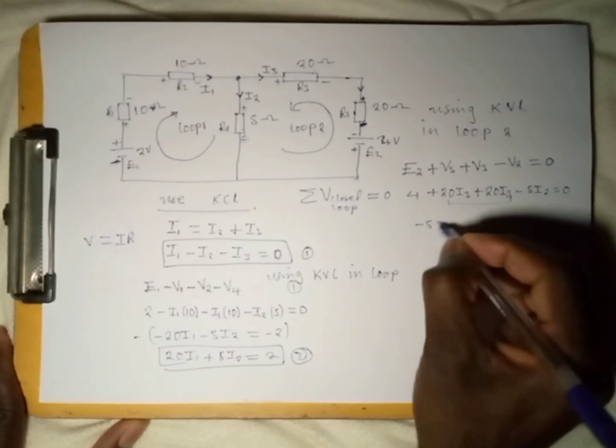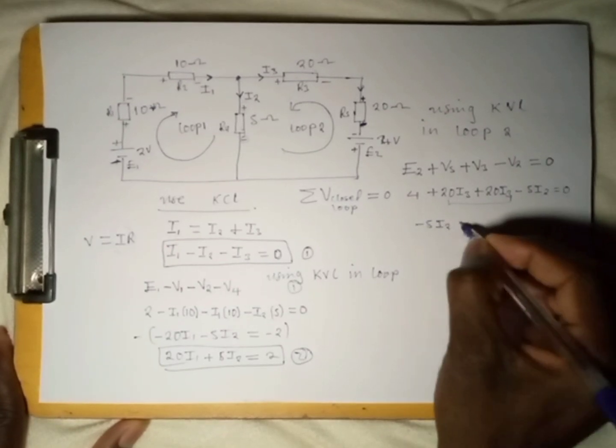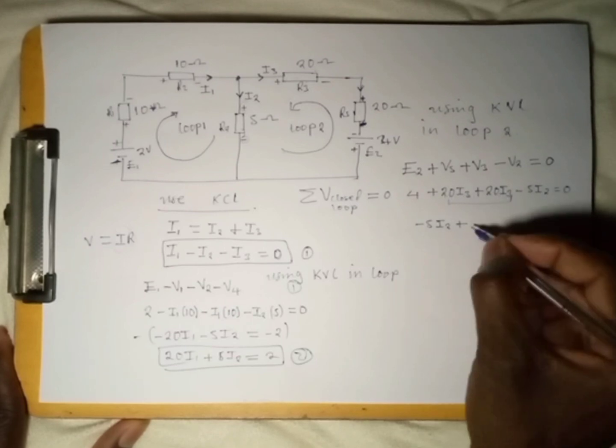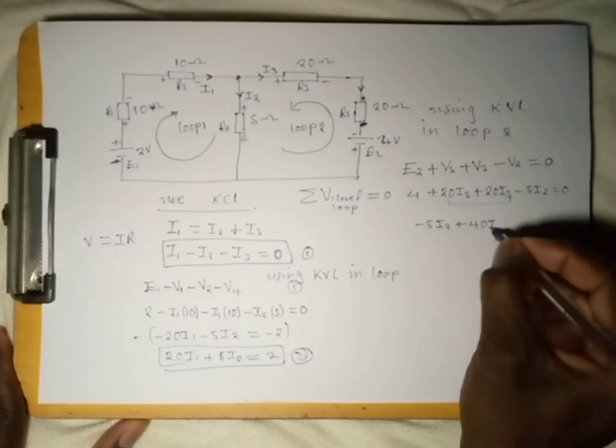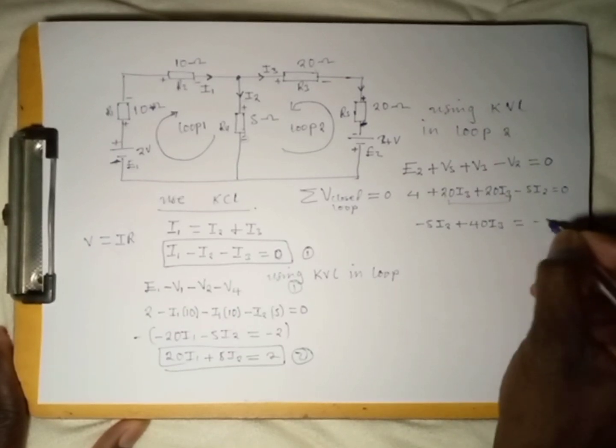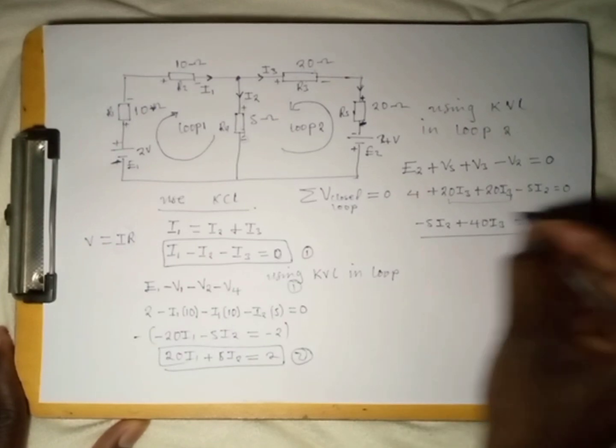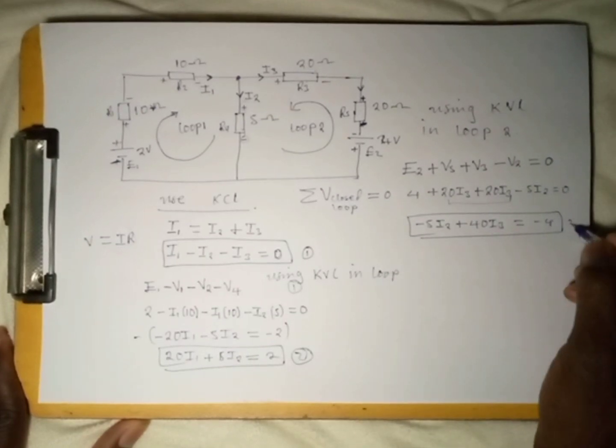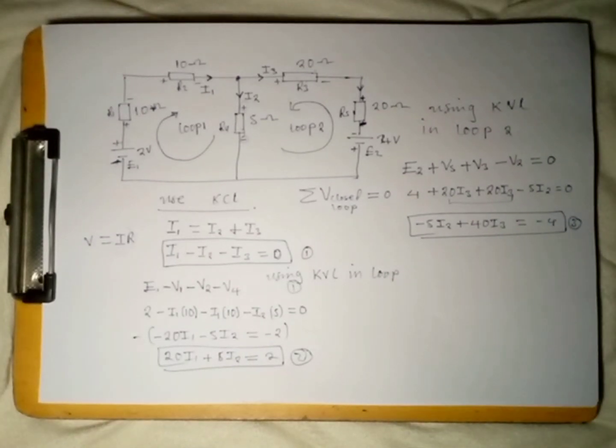I'll say negative 5I2 plus 40 I3 equal to negative 4, and this has to be the third equation. So you guys pay much attention to this. How do you handle this in a simple way without suffering?